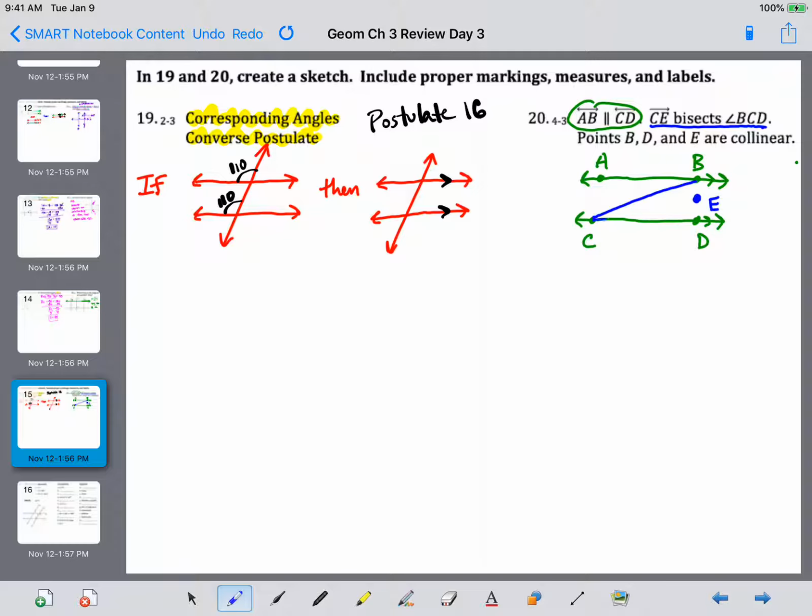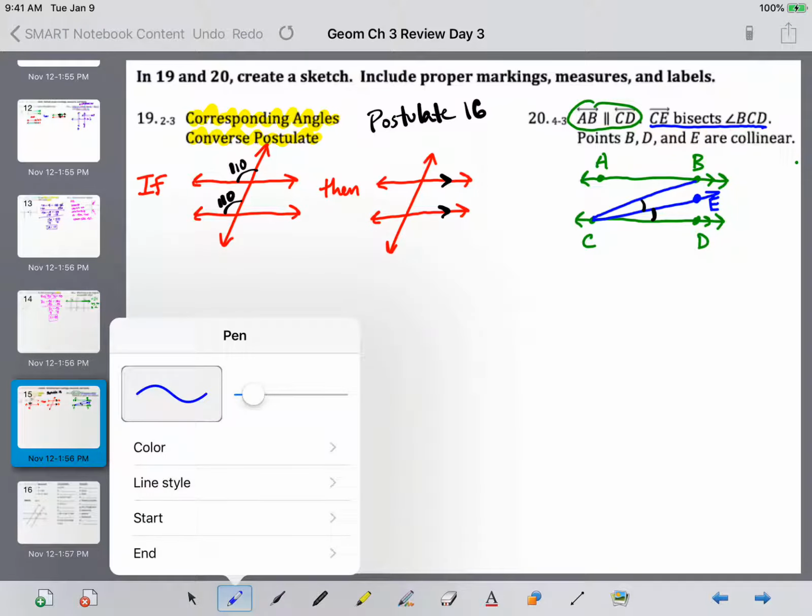And then I'm going to connect a ray from C through E. And it says that that ray bisects that angle, so I need to put marks that show that this is the same number of degrees as this. And you could put a degree measure here, like I could say this is 10 degrees and this is 10 degrees, but you don't really need to label them. As long as you have the arcs there, that shows that they're equal.